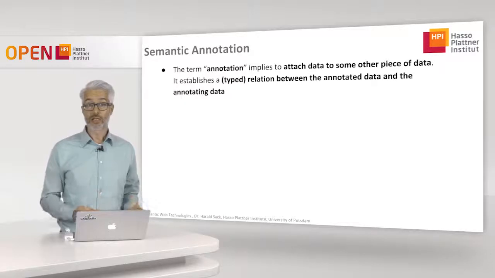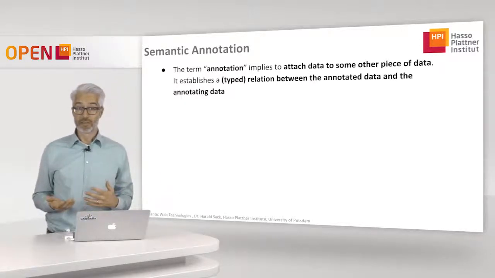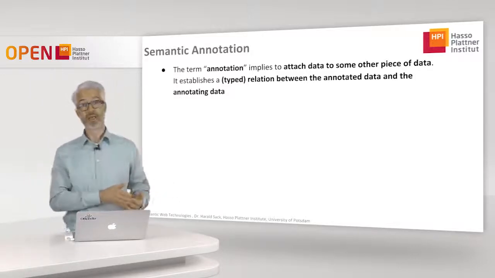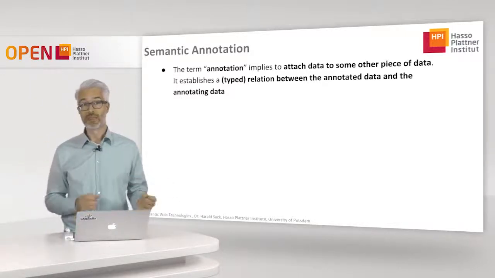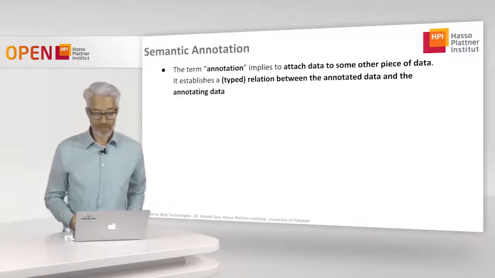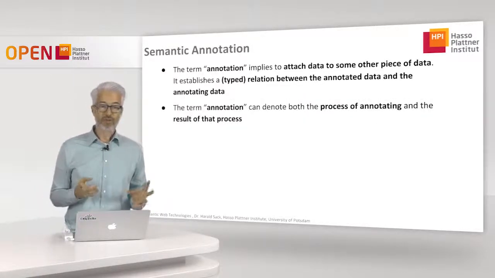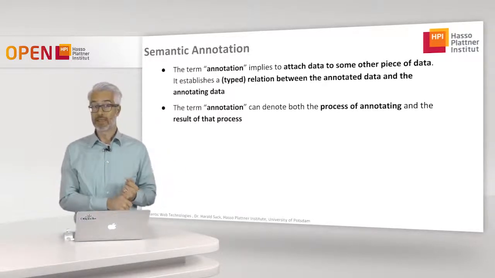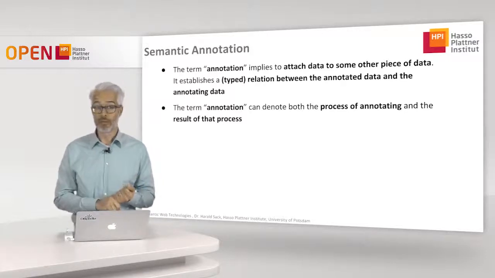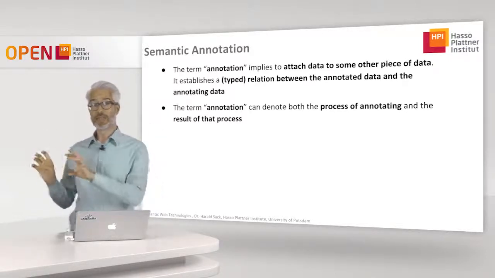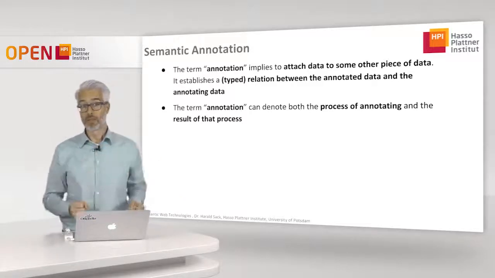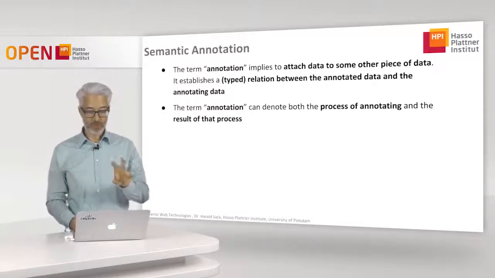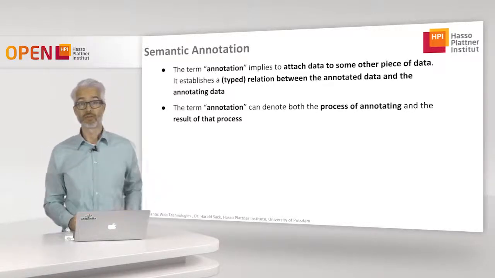And usually this annotation establishes a so-called typed relation between the annotated data and the annotating data. And of course, this relation might be of different quality. So you might give, for example, a comment, you might give an explanation, you might give a definition. So you see there are different kinds of annotations possible in that sense. And usually with annotation you refer to both the process of annotating a document and also the result of the process, which means the annotation, so the data itself that is put on or attached to some original data resource that you are trying to describe with the help of your metadata annotation that you have here.